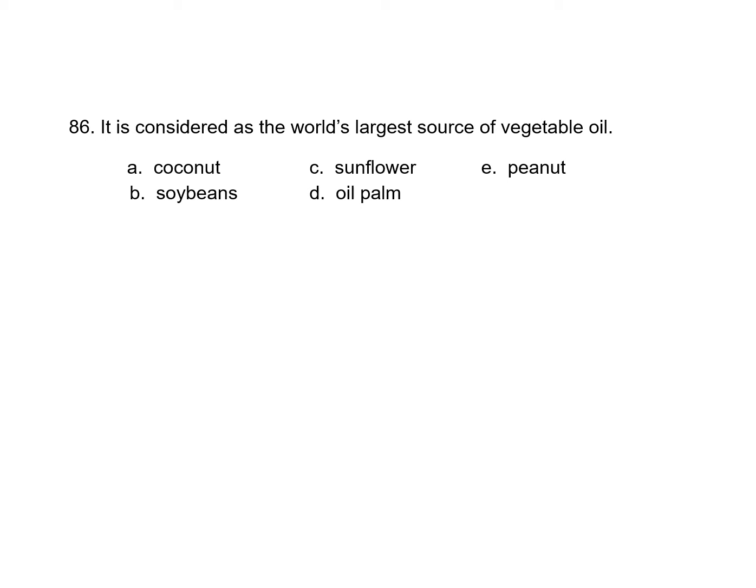Number 86. It is considered as the world's largest source of vegetable oil. A. Coconut, B. Soybeans, C. Sunflower, D. Oil palm, E. Peanut. The answer is soybeans.